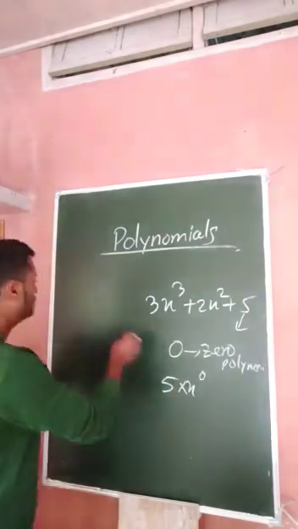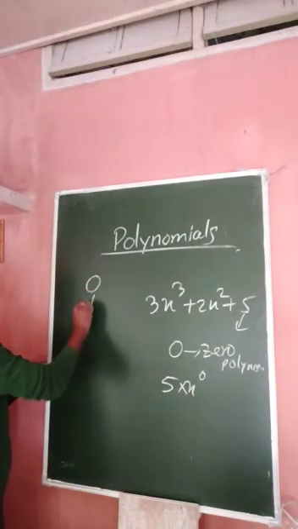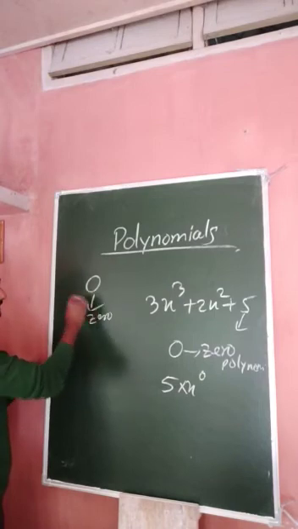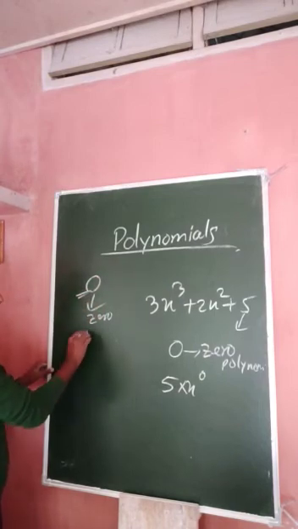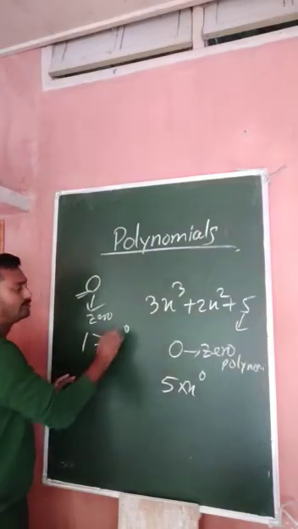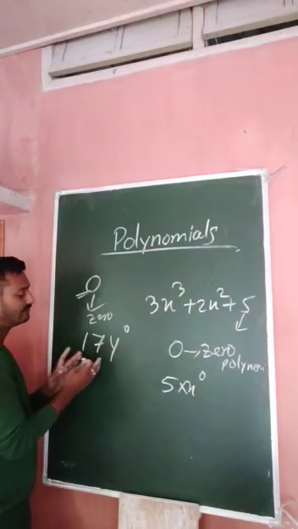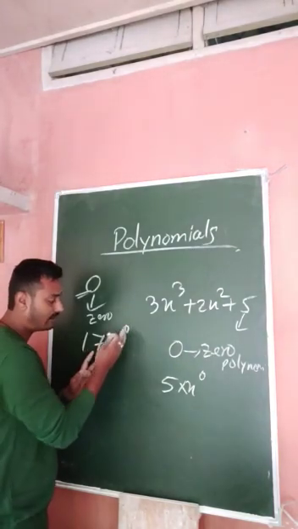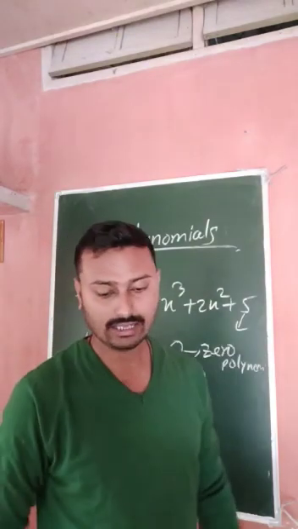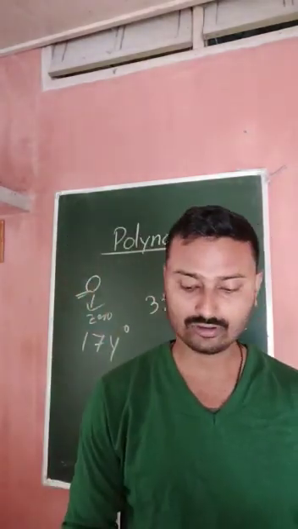Suppose a polynomial is 0, it is known as the zero polynomial. Suppose another constant polynomial except 0, say 17. 17 is actually 17 into y to the power 0. In the case of 17, the power of the variable is 0. That is why this line is very important: the degree of a non-zero constant polynomial is always 0.